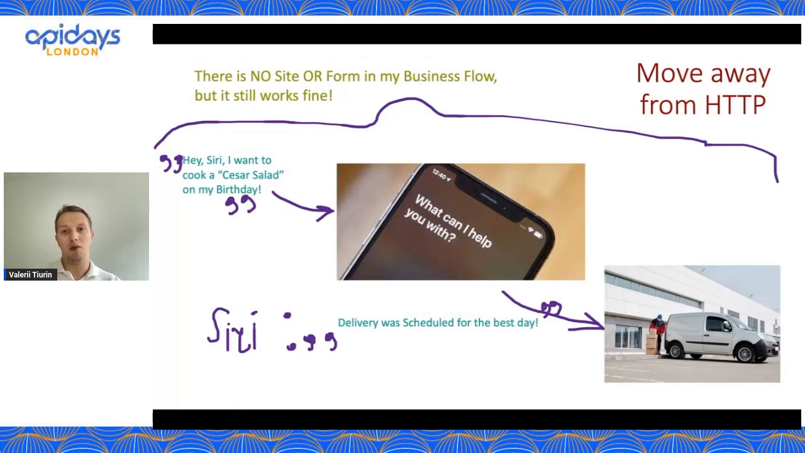Move away from HTTP. As you can see, there is no site or form in my business flow, but it still works fine. Basically, we can use machine-to-machine communication, where a business assistant, which can be a mobile application, communicates with a food provider and their API. So there is no need to create a user interface and simulate user activities.